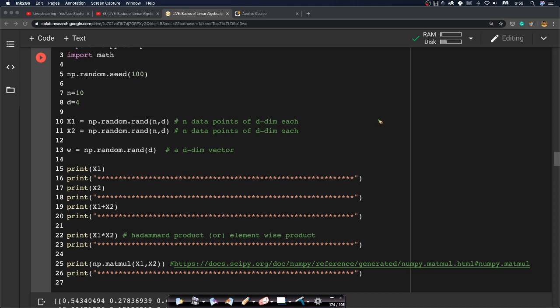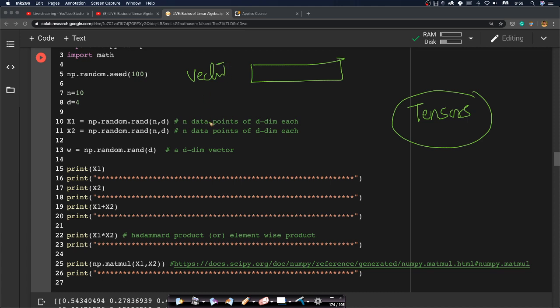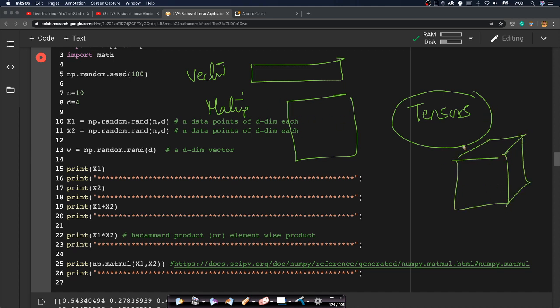So another very interesting question is what happens if you have tensors? All this is good with matrices. What happens when you have tensors? What is a tensor? Again, we have discussed this in the previous sessions also, right? This is a vector. This is a matrix. A matrix is a two-dimensional structure. A tensor is a three-dimensional or more dimensional structure.